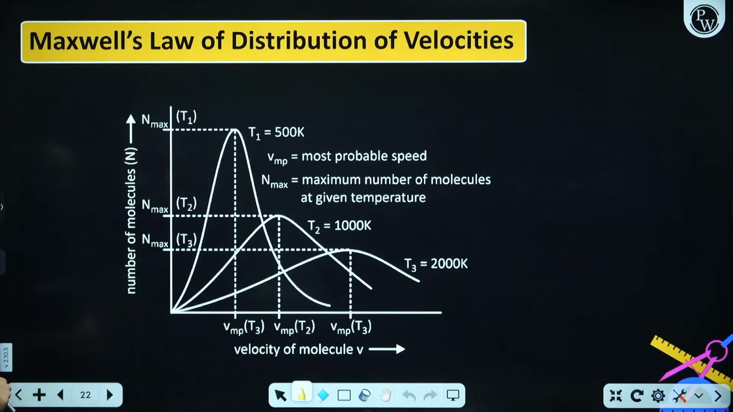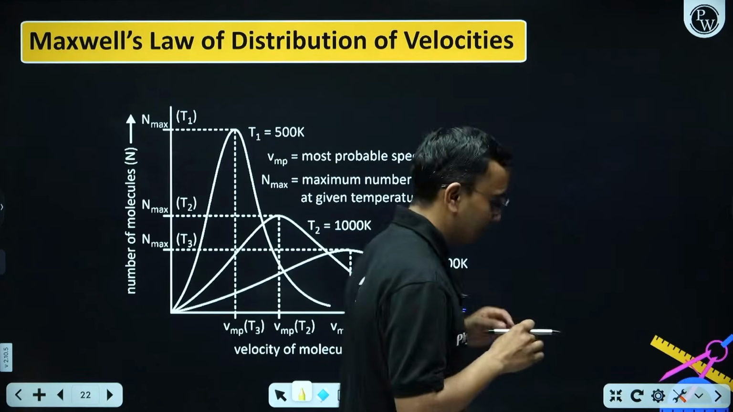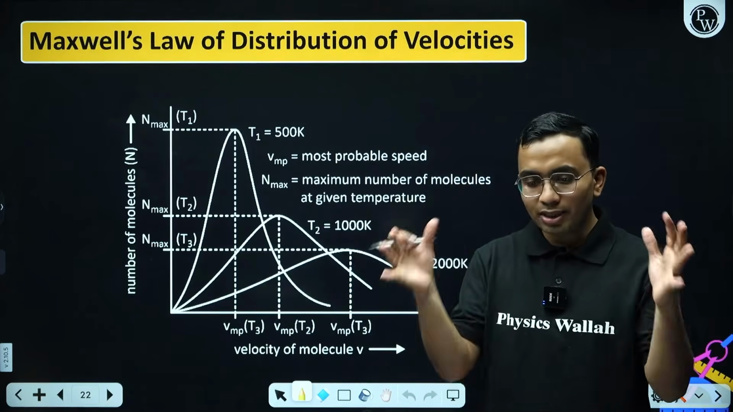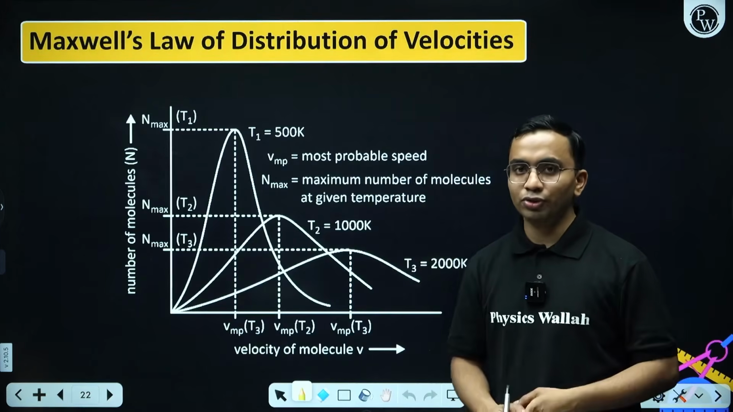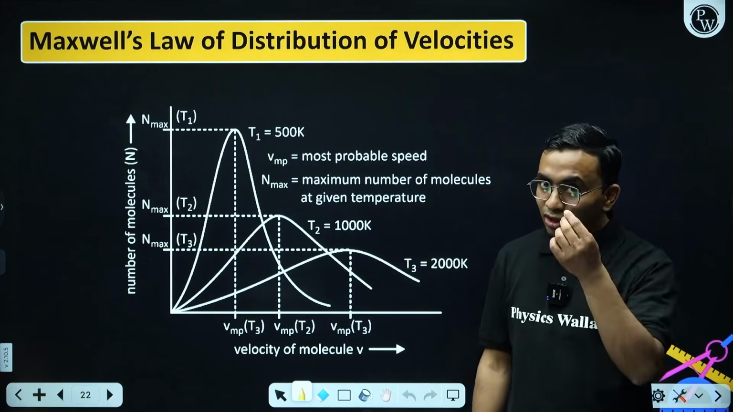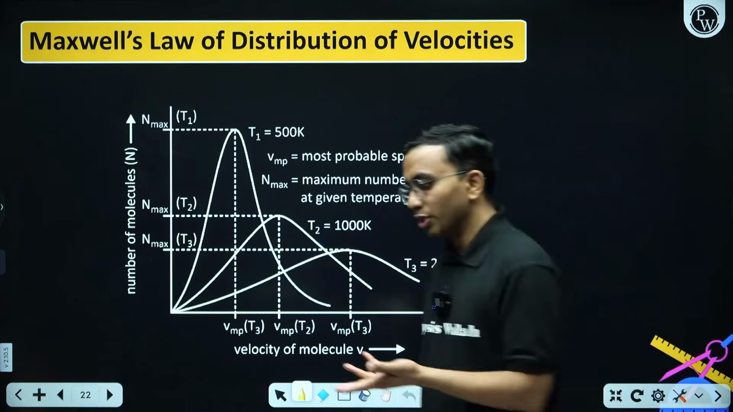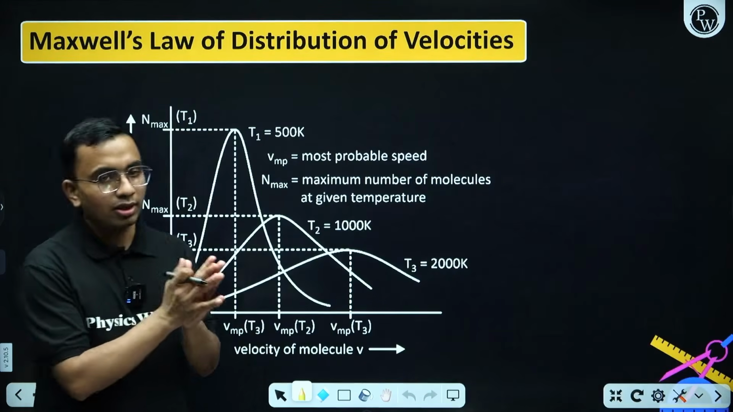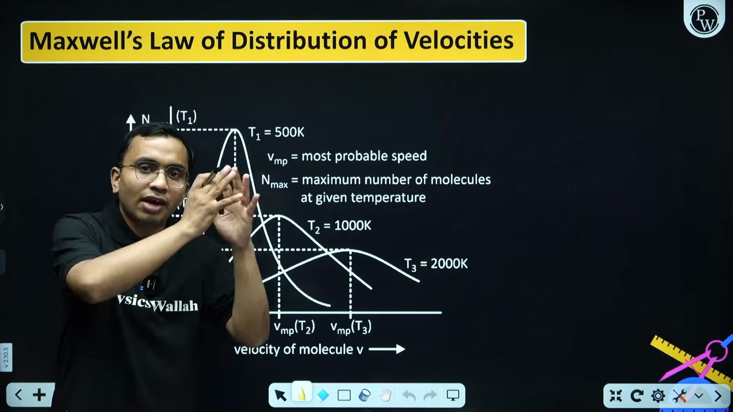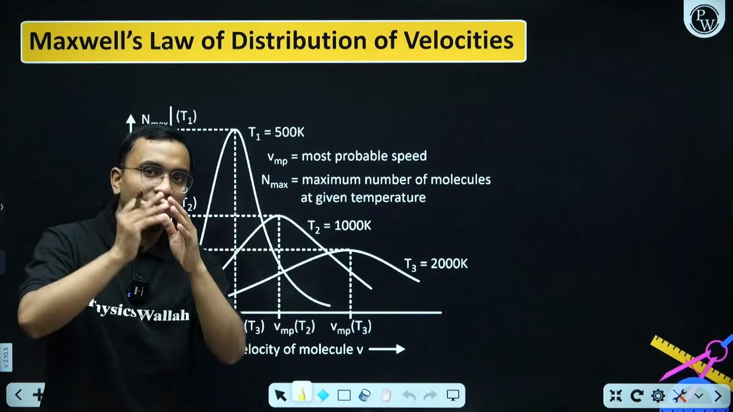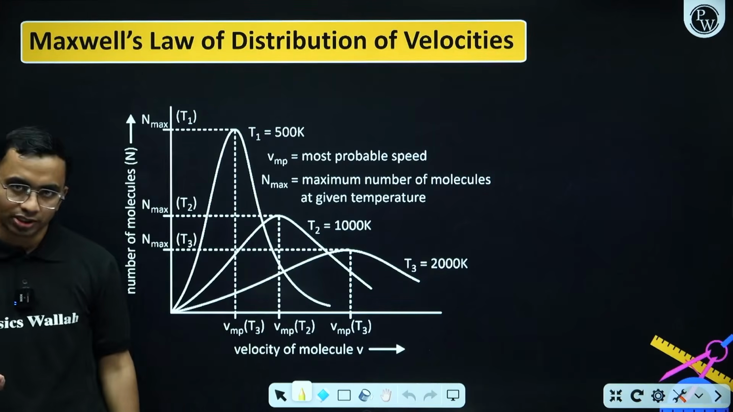Now let us talk about Maxwell's law of distribution of velocities. Maxwell's law of distribution of velocity suggests that in a sample of a gas, a large number of molecules are there with different speeds. The speed of one molecule keeps changing. It collides, and its magnitude changes also. But on an average, the fraction of molecules having a particular speed is almost constant, it is not changing.